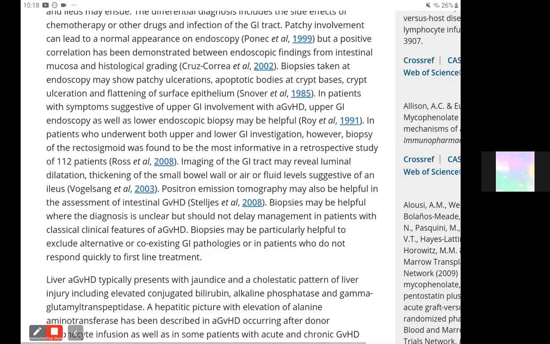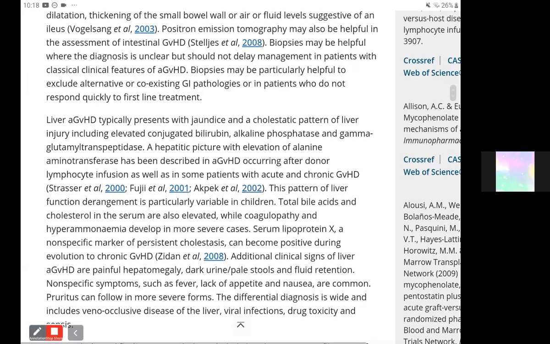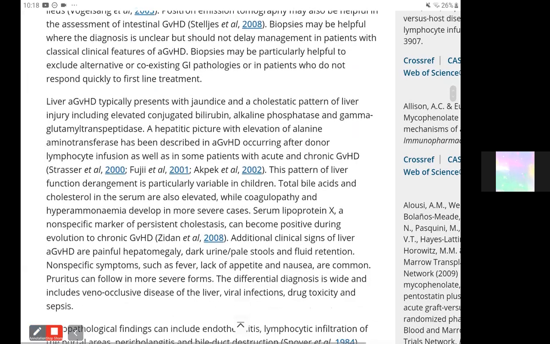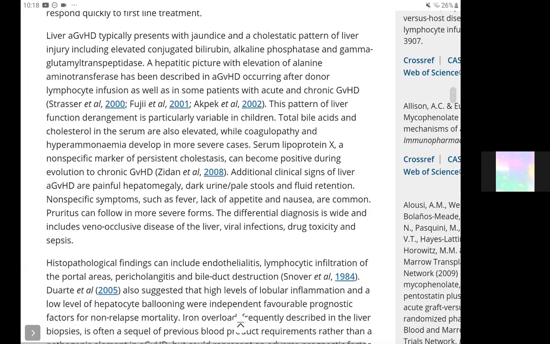Now, liver GVHD typically presents with jaundice and a cholestatic pattern of liver injury. So in the case of skin, we basically had first the rash, and then there was bullous formation and ulceration of the skin, and then necrosis, then toxic epidermal necrolysis. In the case of the GI tract, we had nausea, vomiting, diarrhea, and the diarrhea would first be just watery, then copious secretory, and then of course later on even blood stained. Then in the case of liver, it starts with jaundice, and this has a cholestatic pattern of involvement.